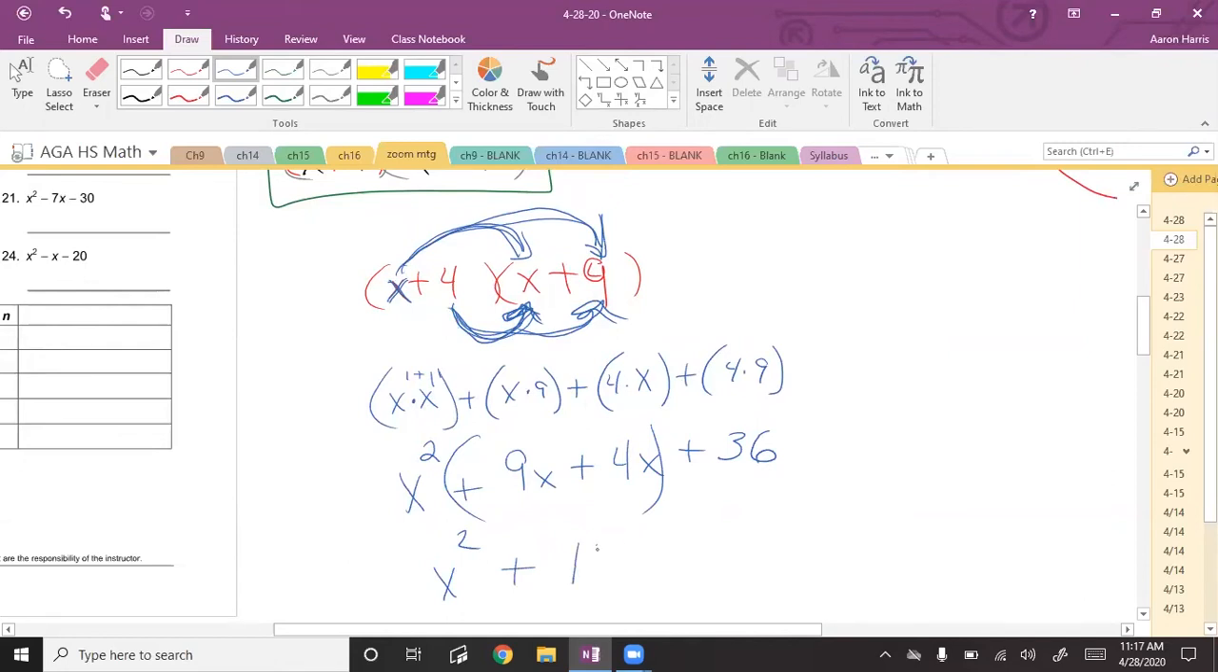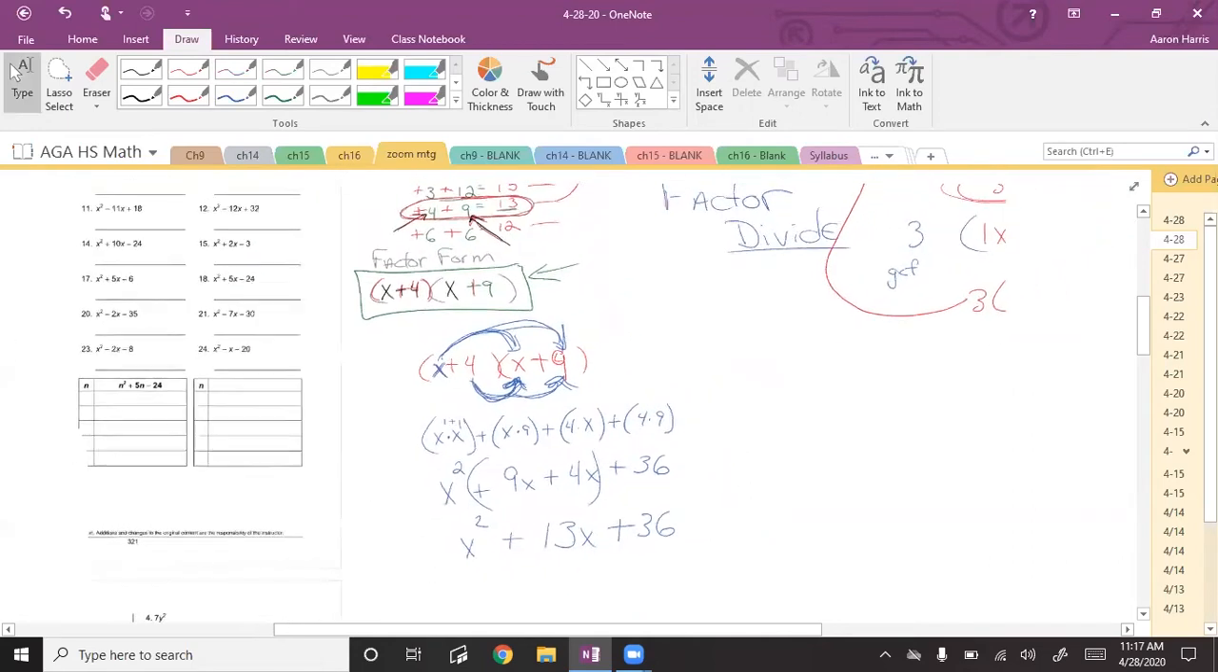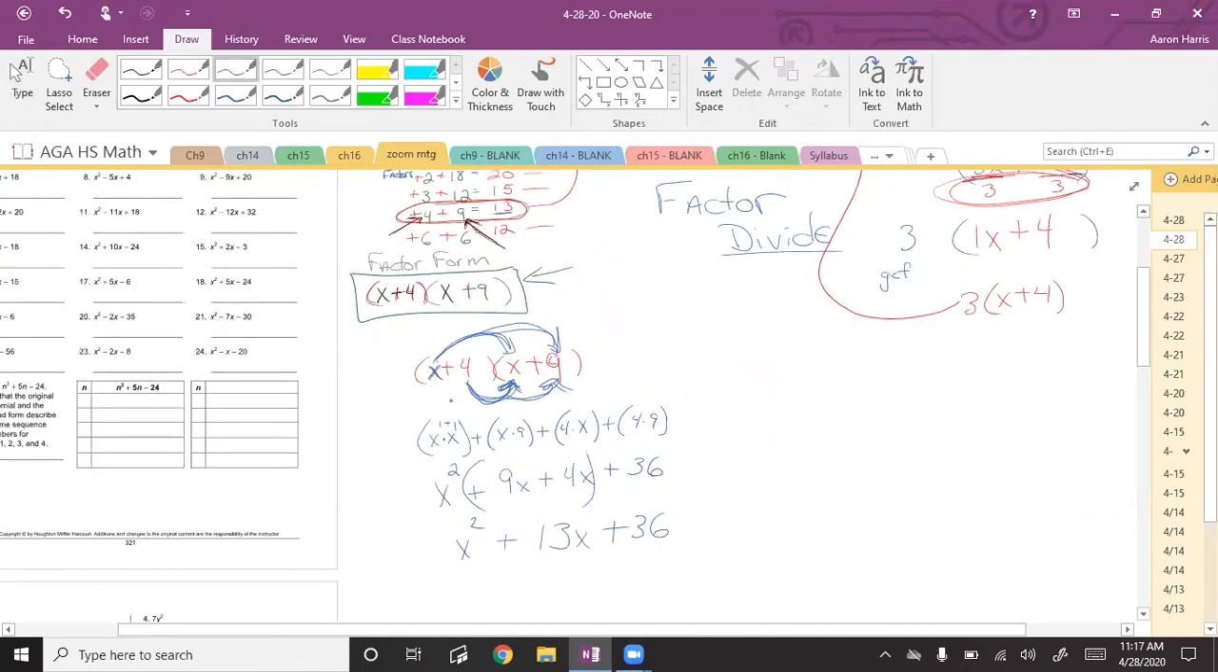Oh, you want me to? Yeah. What's the first part that said that you need to do? So now think about this. x plus 4 times x plus 9 is equal to what? When I multiply x plus 4 times x plus 9, what do I get?